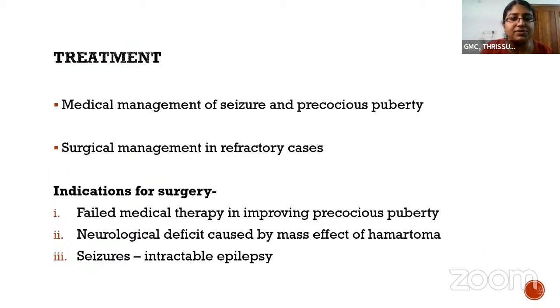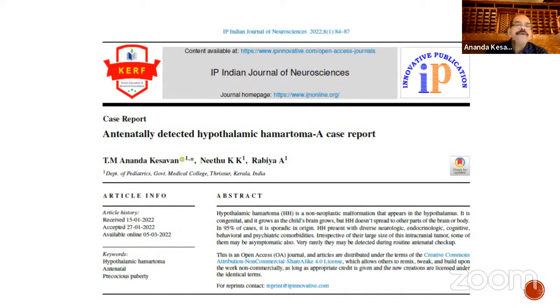Treatment is medical management of seizures and precocious puberty, and surgical management in refractory cases. Surgery is indicated if medical therapy fails to improve precocious puberty, for neurological deficit caused by mass effect of the hamartoma, or for seizures, that is, intractable epilepsy. So, thank you. We published it also in the Indian journal.